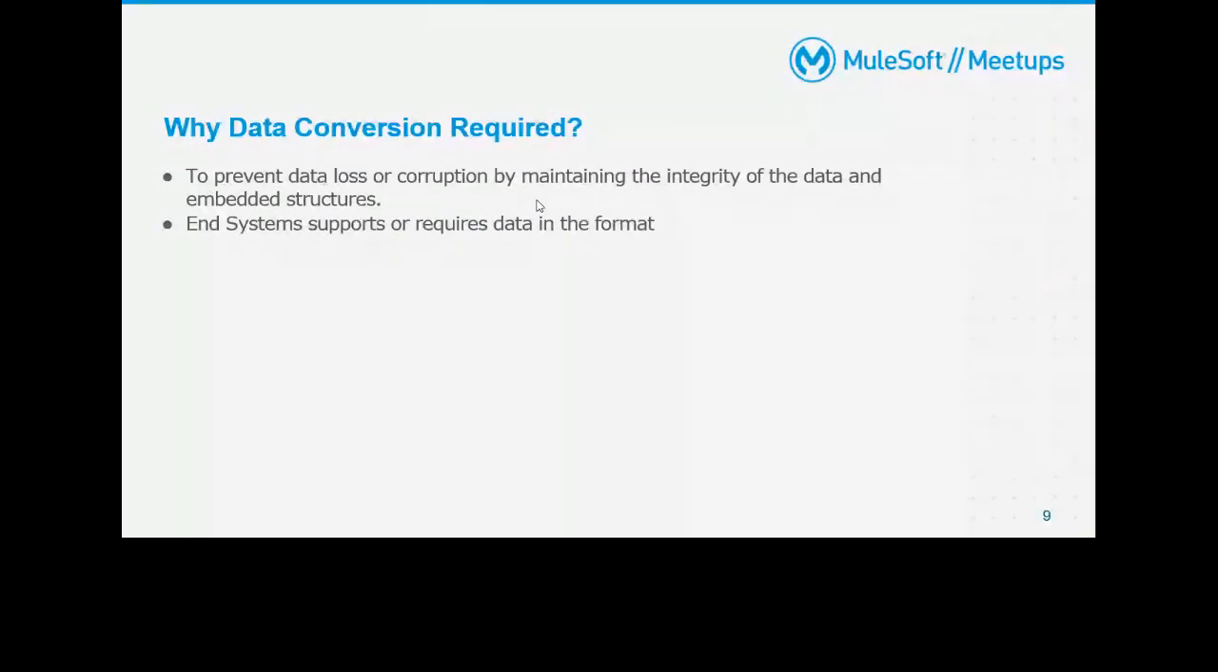First and foremost reason would be to prevent any data corruption while it transports through the network. And also, this can be done only when the end system supports the format. So maybe the end systems are expecting a binary format or an embedded data format. Only then can we send it in that format, and this will also help in preventing any data corruption that might occur.